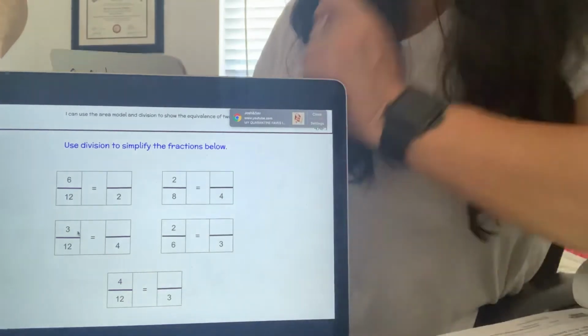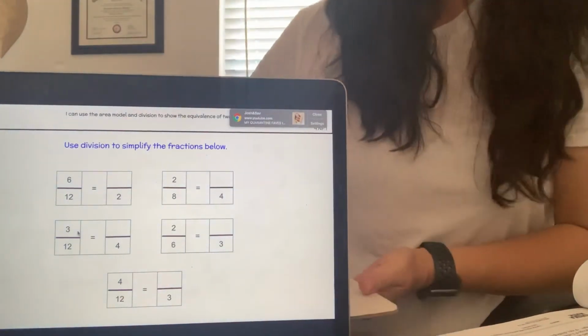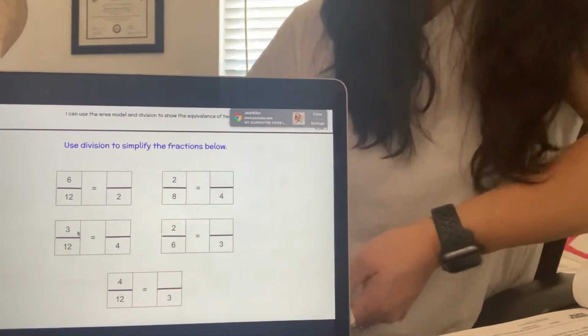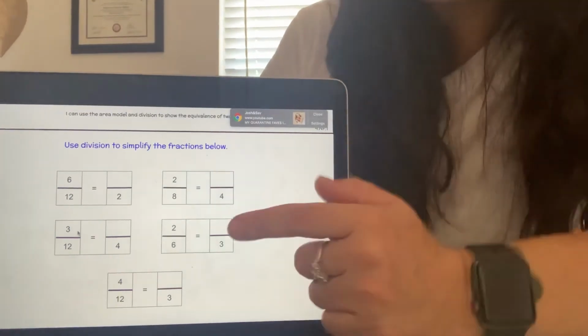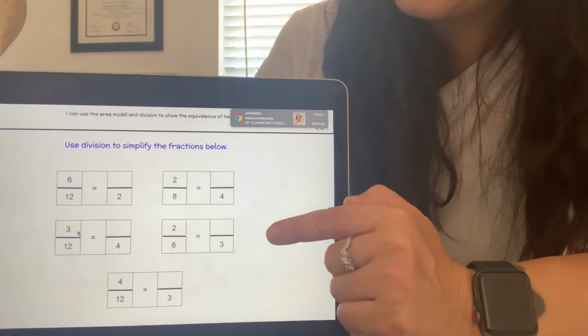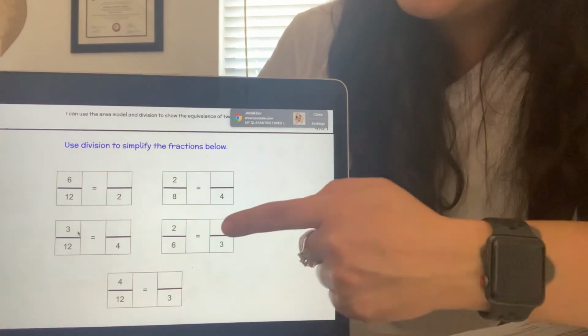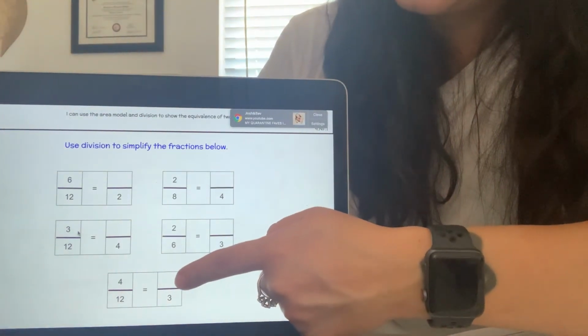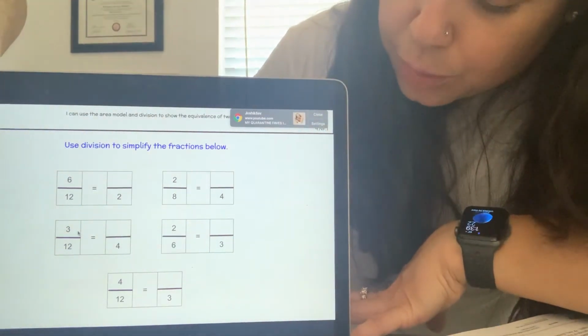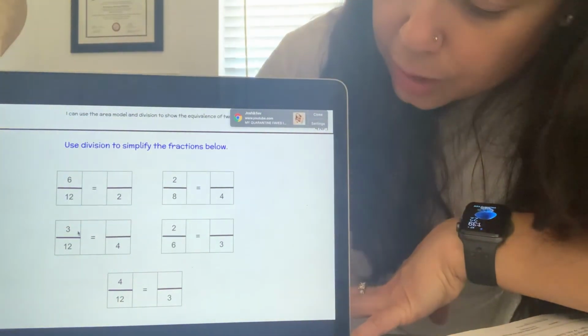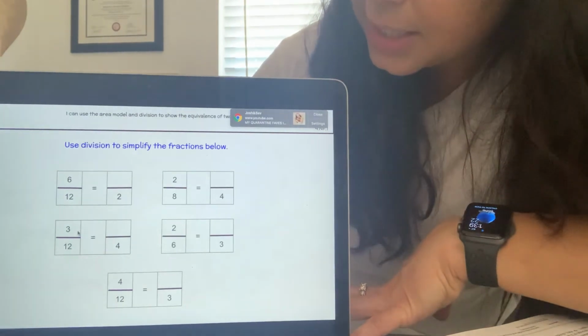4/12 is equal to blank over 3. Okay, well, let's write it out. And again, these slides are shared with you in the Google Classroom, and you will actually be able to click in here and put the correct answers. So if you want to do that while you're following along with this video, that would be fantastic.